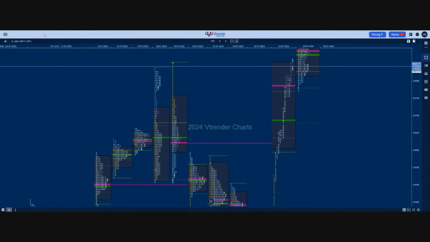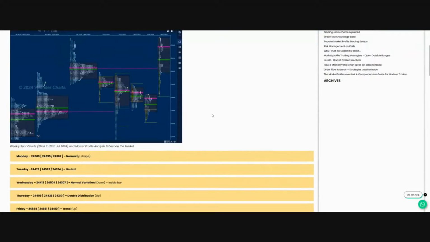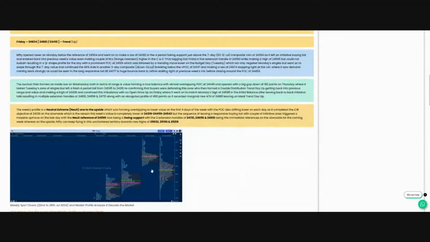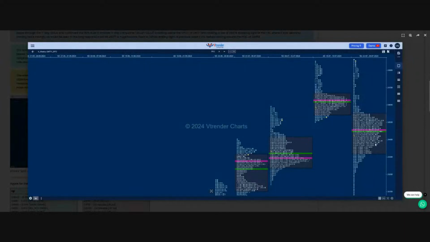So the weekly report mentioned that the week which went past was a neutral extreme profile to the upside. You can see how we have a buying tail at the bottom, and then we have extension handles on the upside with a nice balanced profile in the middle.